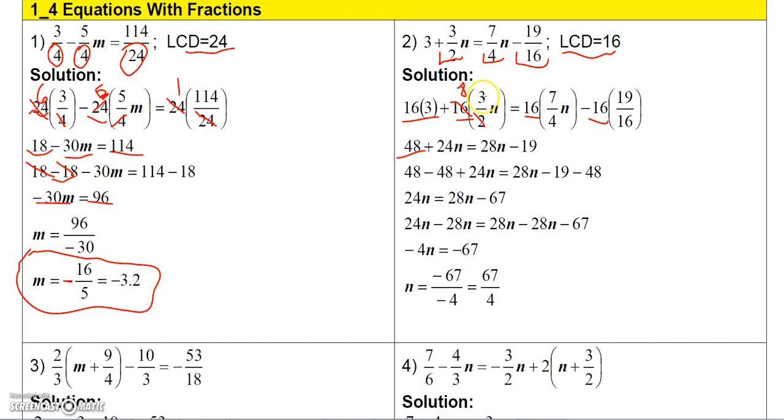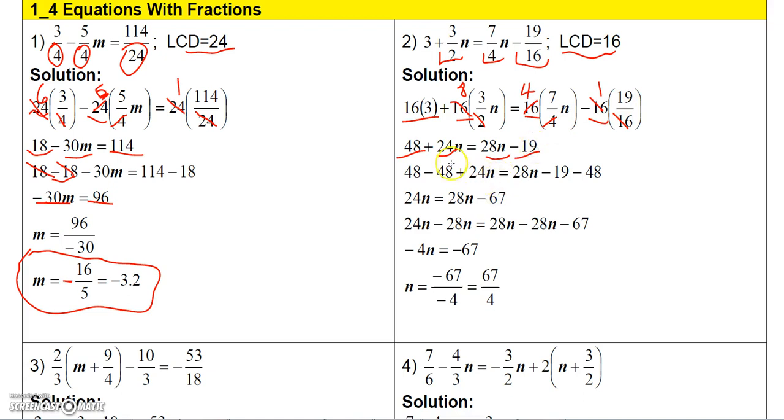And then I have 8 times 3n, which is 24n. And then here I know 4 goes into 16 4 times. So I have 4 times 7n, and that's going to be 28n. And then here 16 over 16 is just 1. So I have minus 1 times 19, which is minus 19.